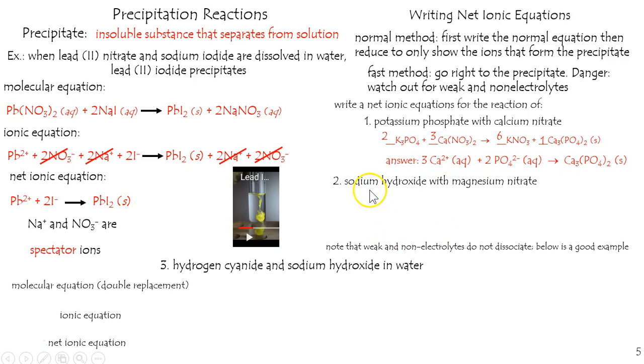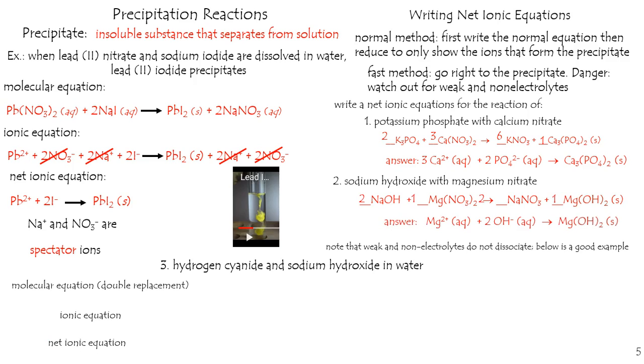Let's try this one also and go right to the precipitate, which is going to be the magnesium hydroxide. Would not the net ionic equation just be magnesium cation, 2 hydroxide anions, bada bing, that's your precipitate. So this is much faster. It's not without its pitfalls, however.